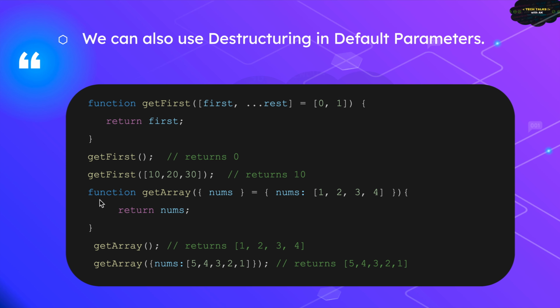Let's look at another example, which is this function getArray, which returns num, and num has a default value of [1, 2, 3, 4]. If we call getArray without passing any parameter here, then it returns [1, 2, 3, 4]. If we call getArray with some value, then it returns that value.